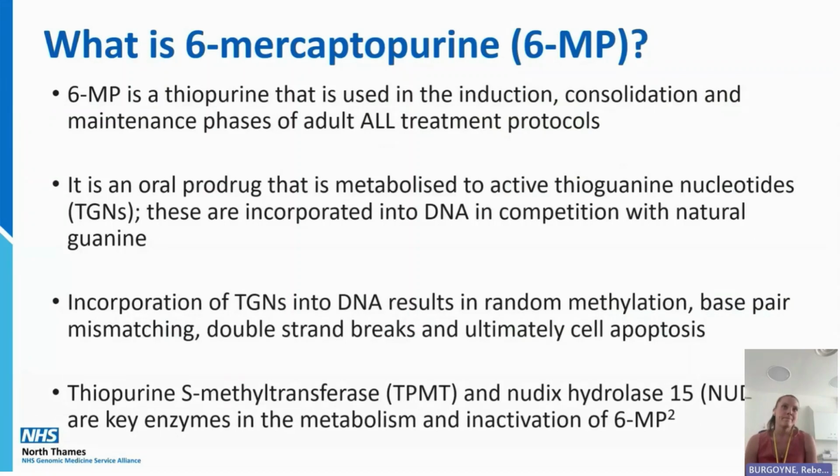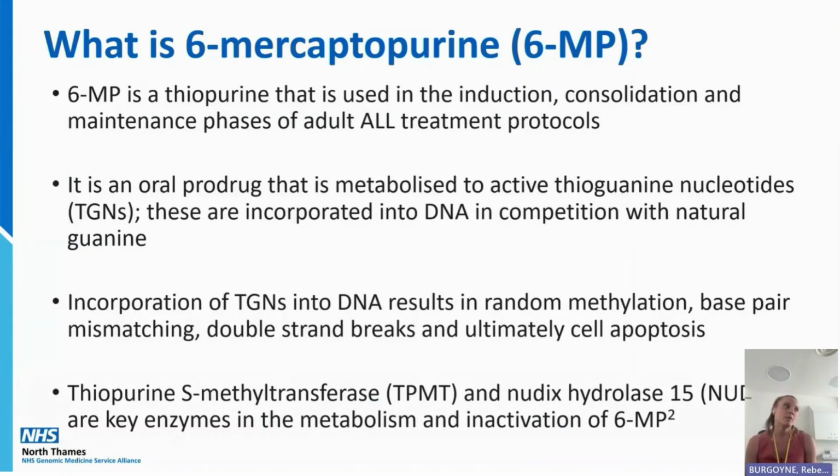So what is 6-MP? It's the thiopurine, and it's used in induction, consolidation, and the maintenance phases of adult ALL treatment protocols. And it's a prodrug that is essentially metabolized to active nucleotides. And these active nucleotides are then incorporated into the DNA in competition with the natural G-base guanine. This incorporation into the DNA essentially destabilizes the DNA, and things like random methylation, base pair mismatching, and double strand breaks occur, and ultimately cell apoptosis is induced.